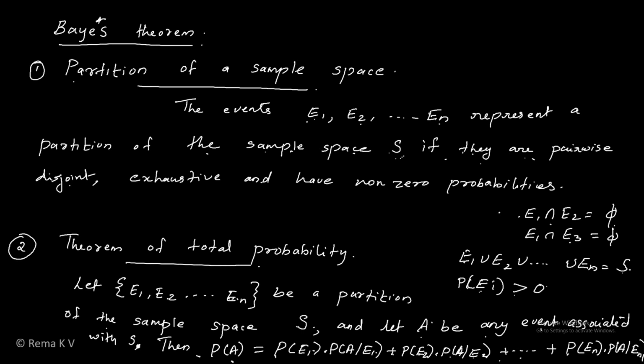You can write this sum as sigma, this is equal to sigma i equals 1 to n probability of Ei into probability of A given Ei. So this is the theorem of total probability.